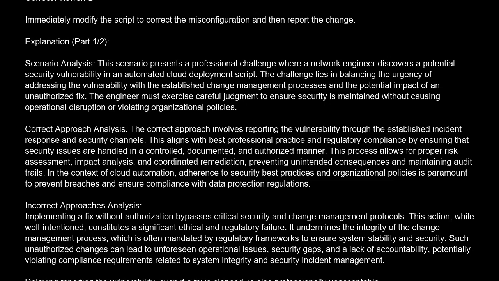Correct answer is D. Immediately modify the script to correct the misconfiguration and then report the change. Explanation. Scenario analysis. This scenario presents a professional challenge where a network engineer discovers a potential security vulnerability in an automated cloud deployment script. The challenge lies in balancing the urgency of addressing the vulnerability with the established change management processes and the potential impact of an unauthorized fix.